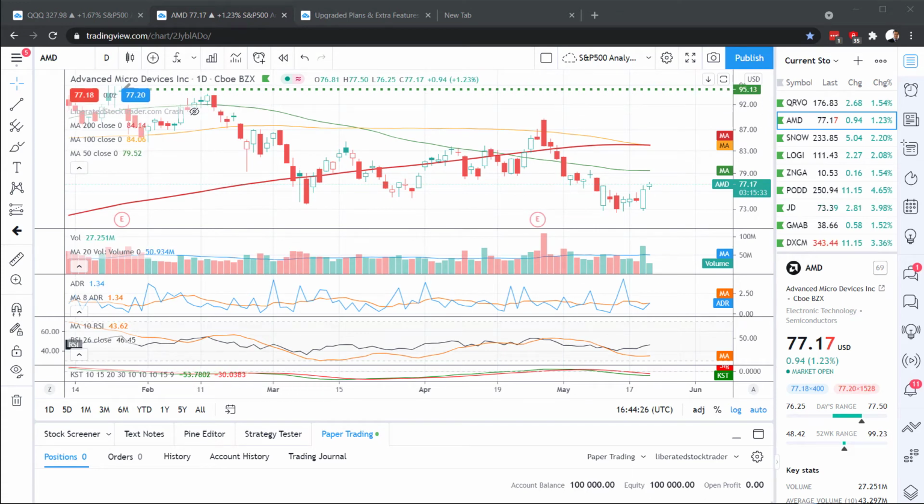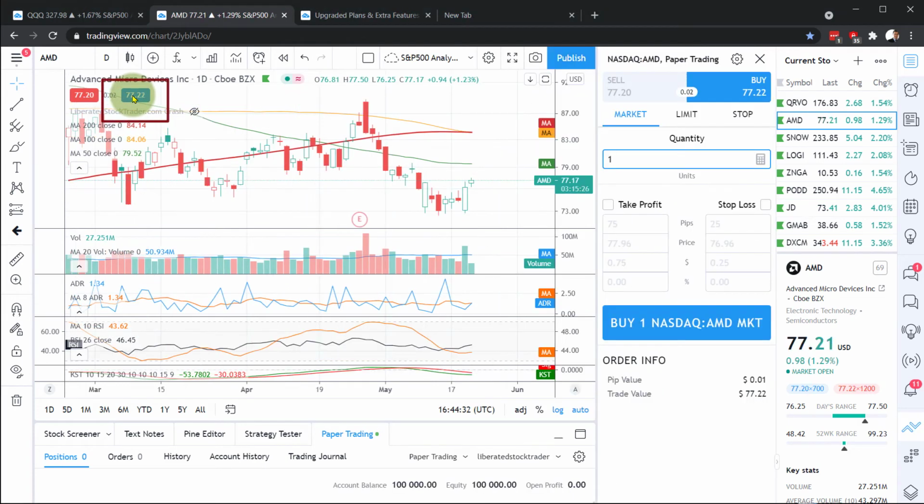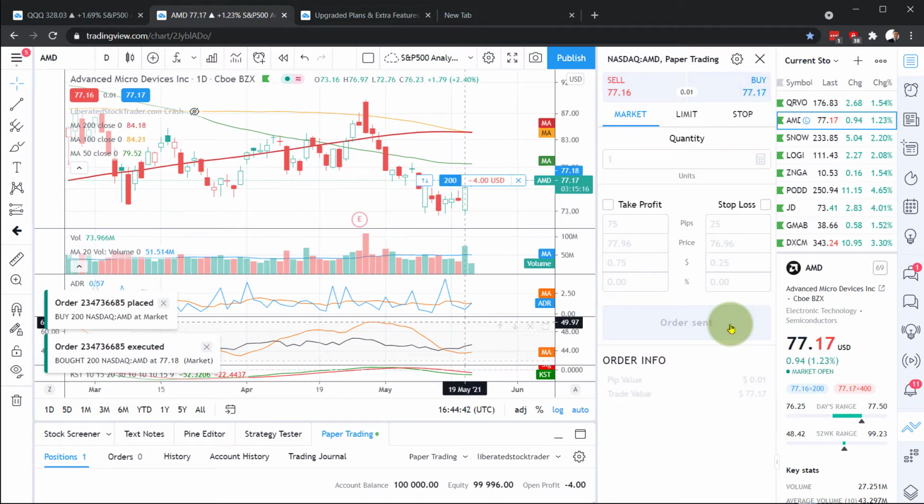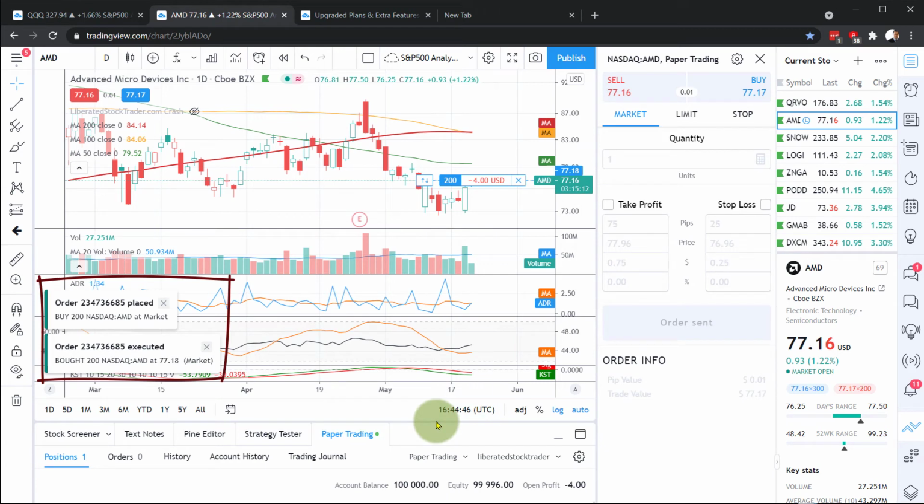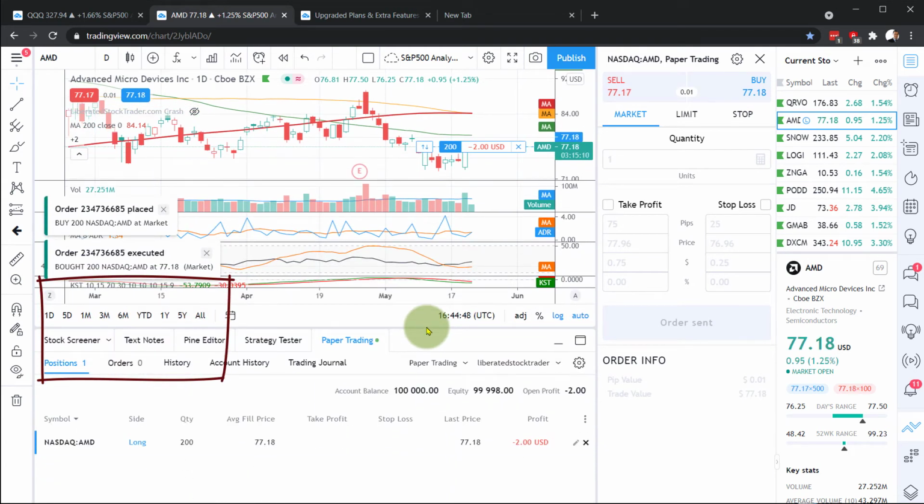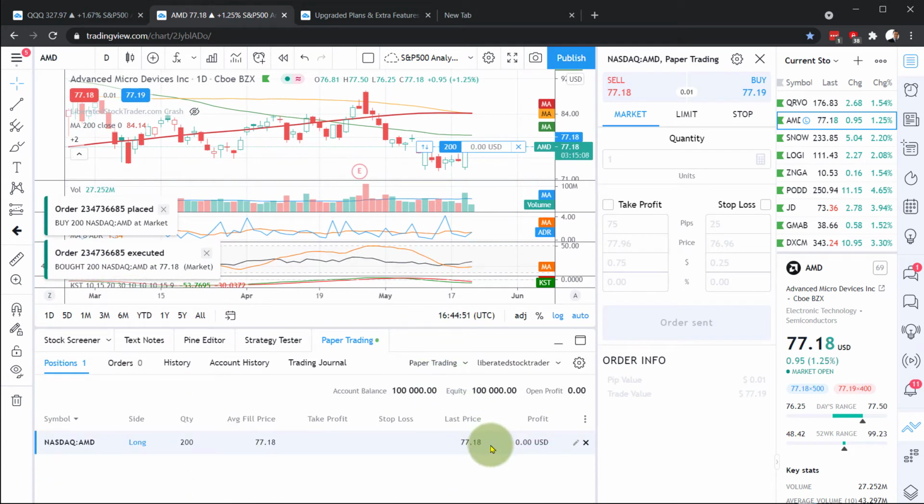And here we have the buy and sell button. So for example, I can see there is a trend change occurring here with AMD. I might want to buy at market. So it says, okay, market, and I want to buy 200 NASDAQ AMD at market price. Boom, order sent, executed. And now I can see this in my trading panel, and it will then keep a record of the profit and loss on this.